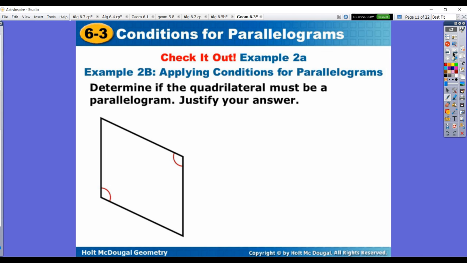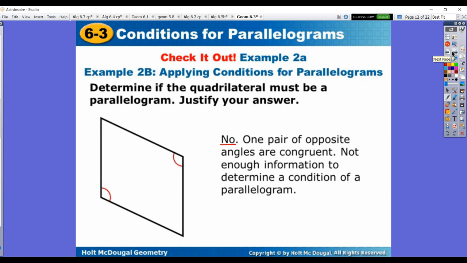All right, let's take a look at what this would come out to be. We only have very little information. We just know that these opposite angles are congruent. Because of that little information, the answer is no.